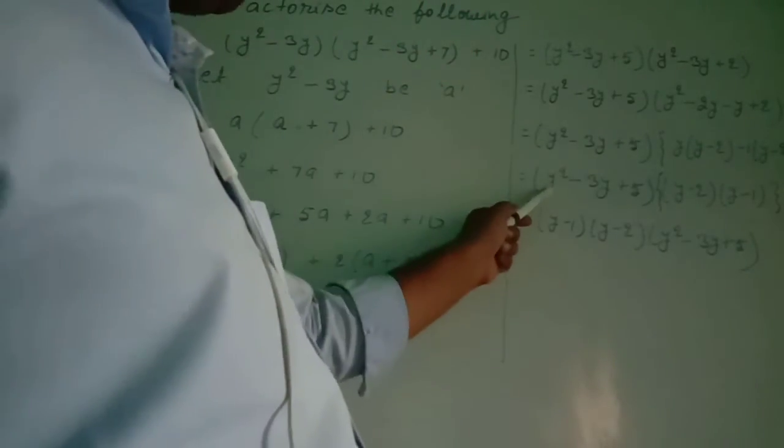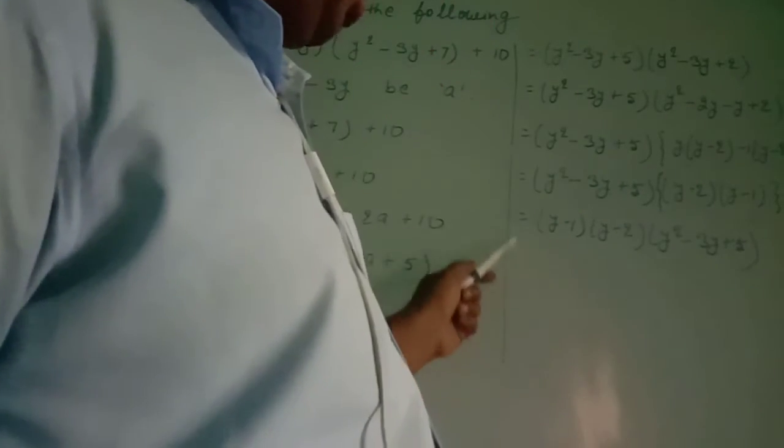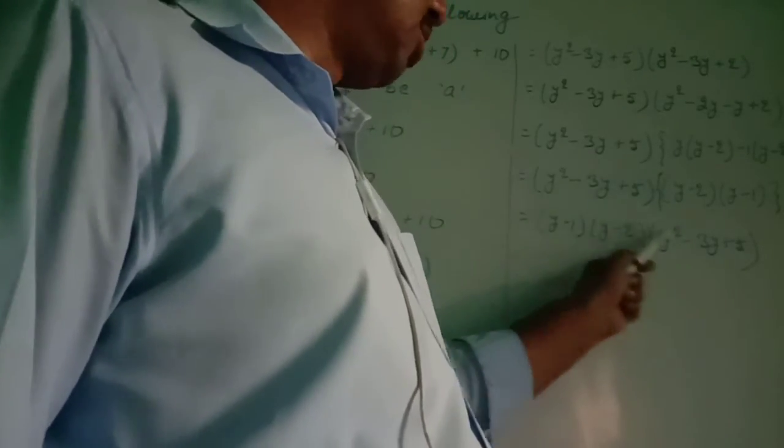Now I wrote this equation y square minus 3y plus 5. This y minus 2 common I wrote here, and what is left? y minus 1 is left, I wrote in bracket. Now I wrote this in a systematic way: y minus 1 into y minus 2 into y square minus 3y plus 5.